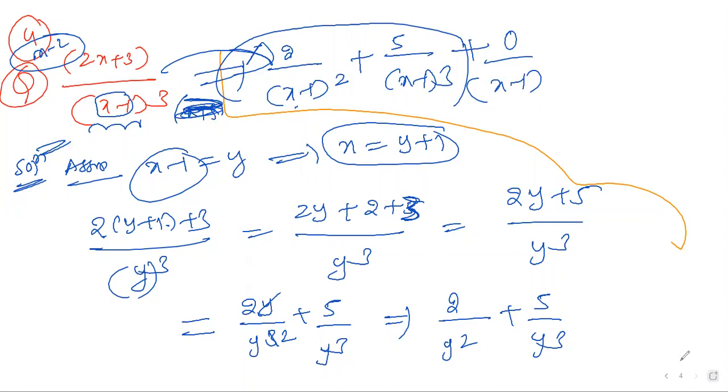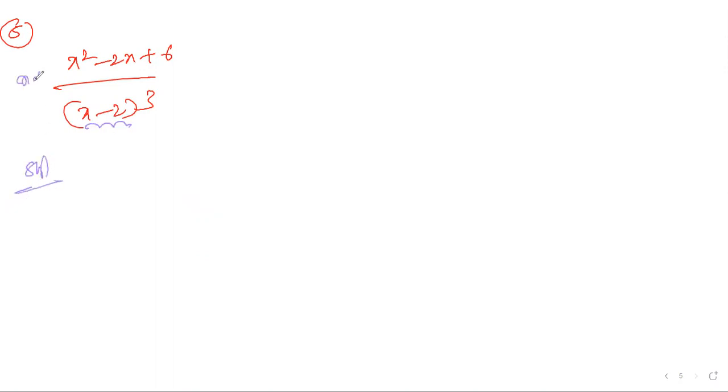Next, we switch on to the fifth question. Now, the fifth question is simple, like x square minus 2x plus 6 by x minus 2 whole cube. So what can you do here? Method 2 you can do directly. Don't need to go for method 1 also. What can you do? X minus 2 is equal to y. Similarly, x is equal to y plus 2. Am I clear? Please substitute over here.